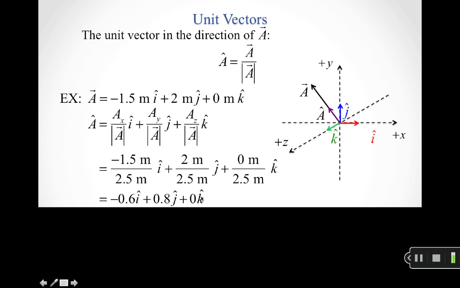So a couple of things to notice. One is that this is actually unitless, right? Our unit vector is unitless because I took a meter divided by a meter, and those canceled out in all 3 of the components. The other thing is that this needs to have a magnitude of 1. It's always straightforward to check that your unit vector has a magnitude of 1 by taking the square root of the x component squared plus the y component squared plus the z component squared. Sure enough, you do that here, you get 1. So vector A hat is a unit vector.